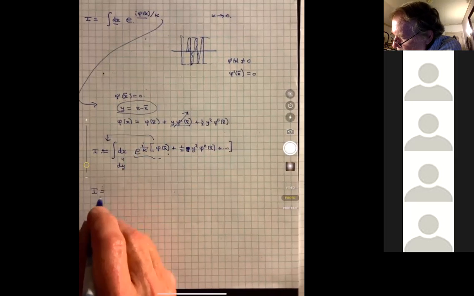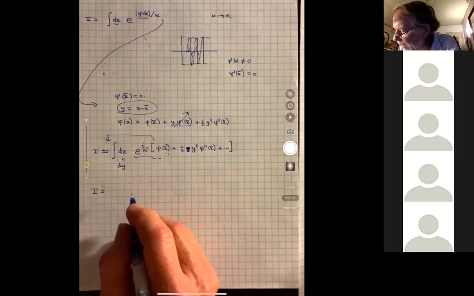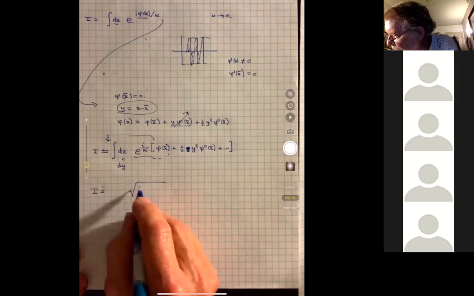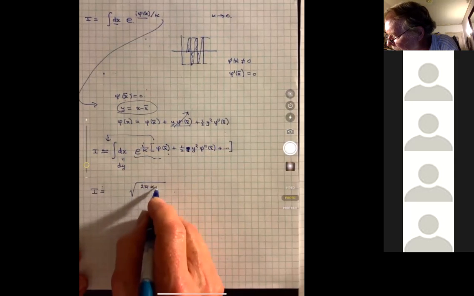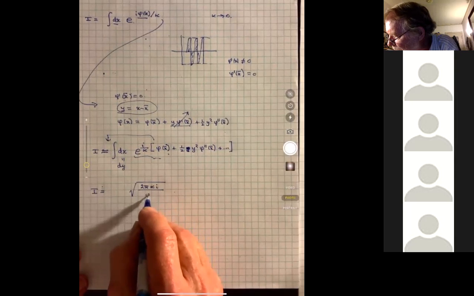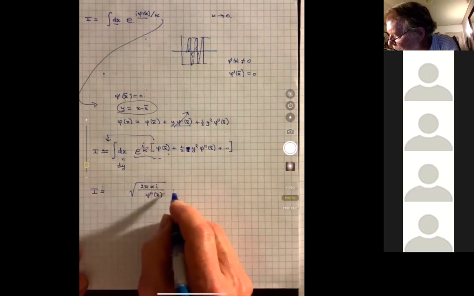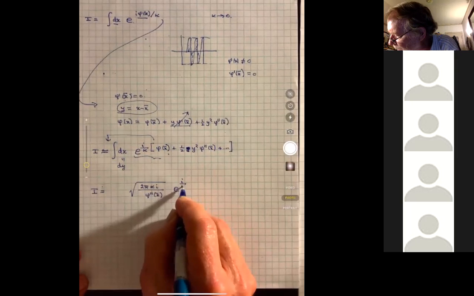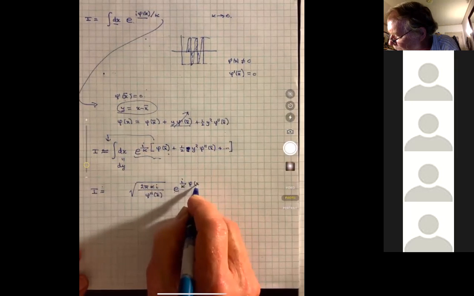So this then gives us an approximation to this integral, which looks like this. It becomes the square root of 2 pi kappa times i divided by phi double prime of x bar, times e to the i over kappa times phi evaluated at x bar.